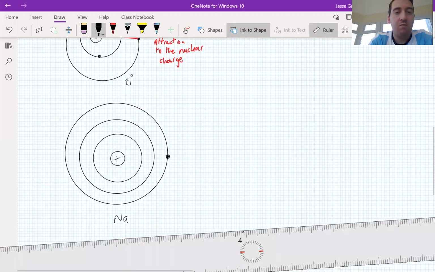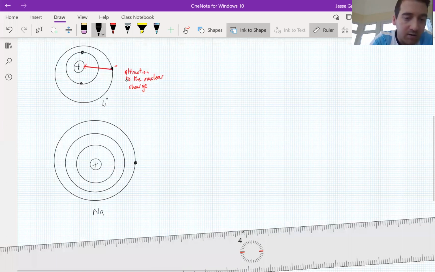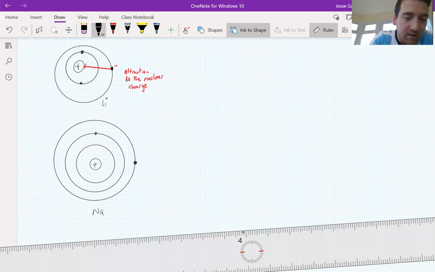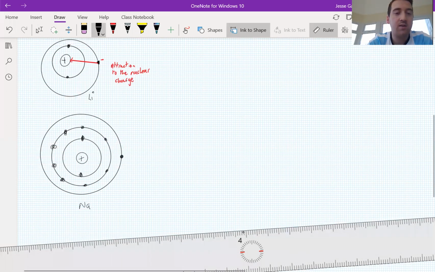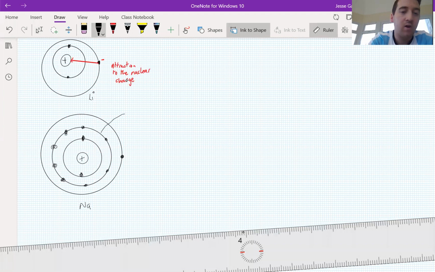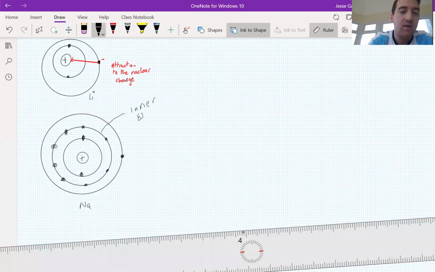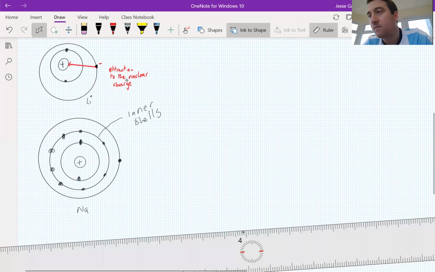Now, they both have 1 electron in the outer shell, but this one has a second shell inside like this that is full of electrons. It's got 8 electrons. So sodium has 2 in the first shell. It's got 8 in the second shell. 1, 2, 3, 4, 5, 6, 7, 8. Yeah. And it's got 1 in the third shell. As you can see, there's an extra shell, what we call an inner shell, full of electrons. So the inner shells are full of electrons. Lithium does not have this.